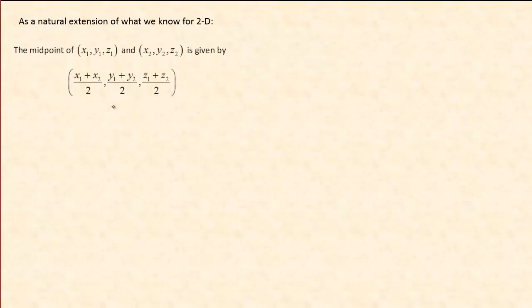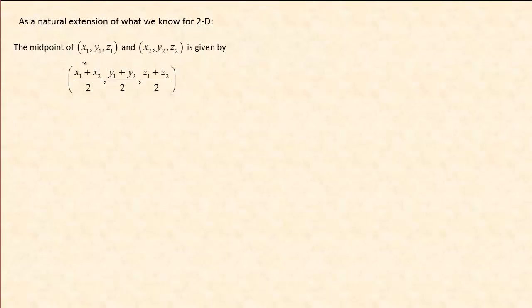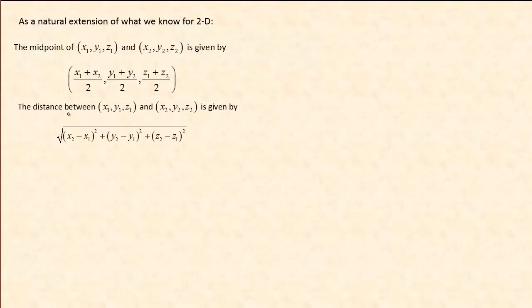As a natural extension of what we know for 2D, the midpoint of (x1, y1, z1) and (x2, y2, z2) is just given by averaging the x-coordinates, averaging the y-coordinates, and averaging the z-coordinates. The distance between these points is an extension of Pythagoras' theorem in 2D into 3D. This is very easily proven.